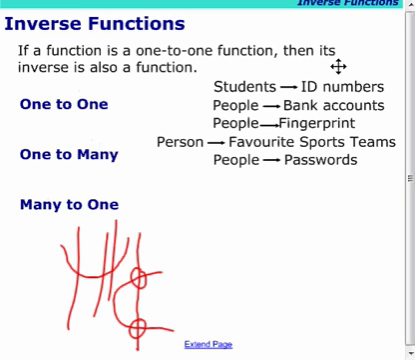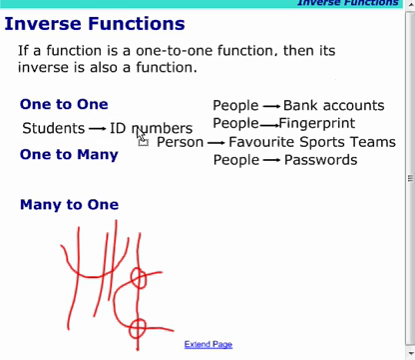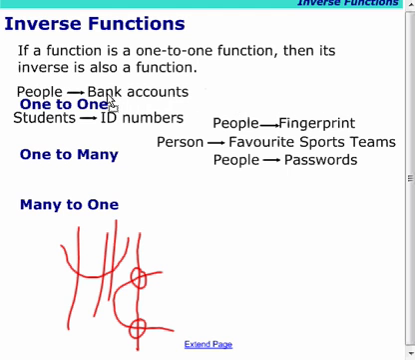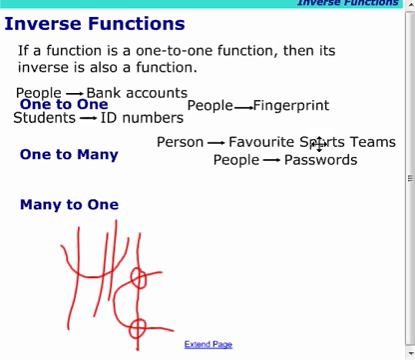Anyway, when I take a look at examples of one-to-one functions, here would be a few of them. Students and an ID number. If I have one student, they will have one ID number. There's no way I can have two students with the same ID number, or to have one ID number refer to two students, that doesn't make sense. Same thing with people and bank accounts. If I know the bank account, I know the person to which that belongs. Same thing with people and fingerprints.